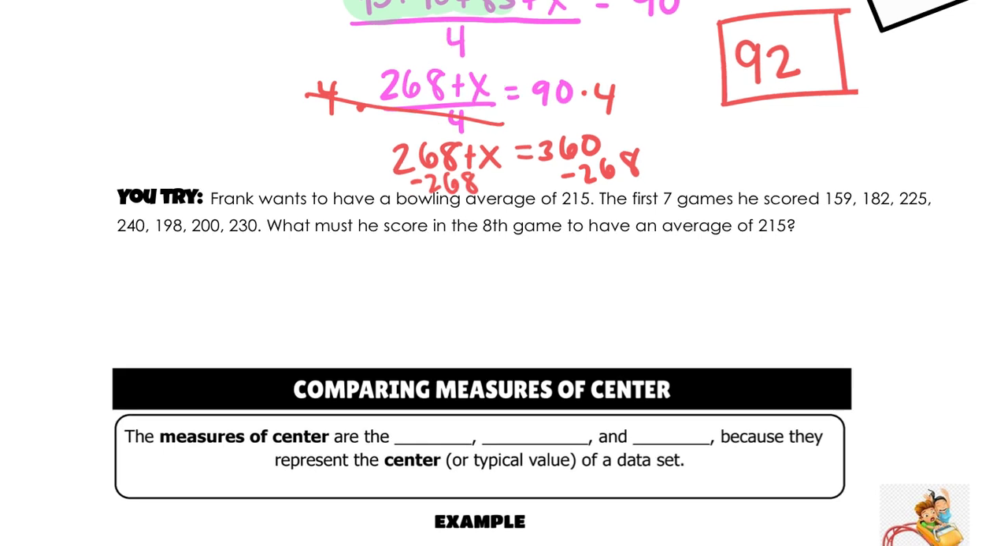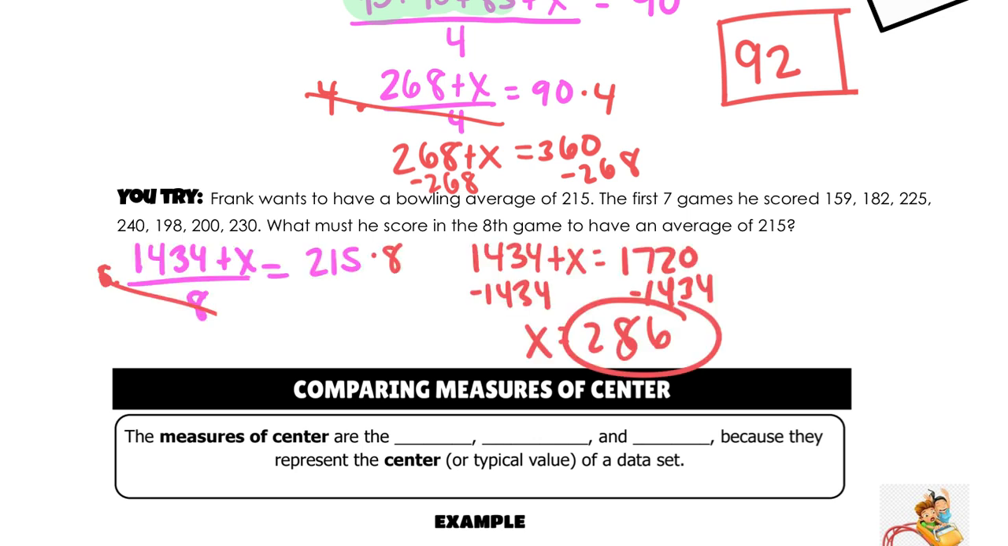It's kind of the same way like we just did, but it says Frank wants to have a bowling average of 215. The first 7 games he scored 159, 182. It gives you all of his scores. And it says, what must he score in the 8th game to have an average of 215? So why don't we go ahead and pause the video right now, just for a minute or two. And I'm going to try this and then restart the video, and we'll just make sure our answers are the same. Okay, so I wrote this one out.